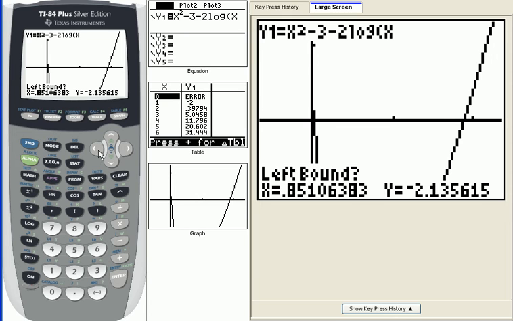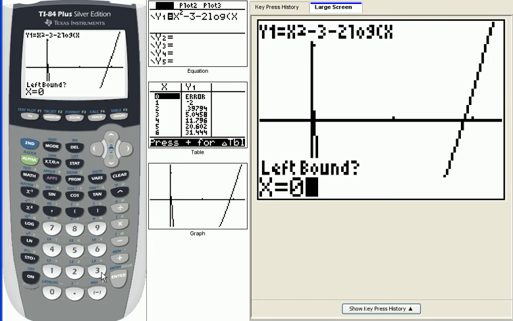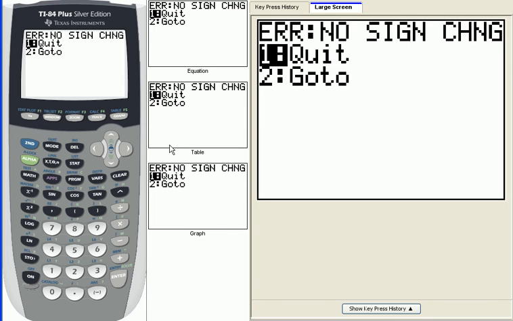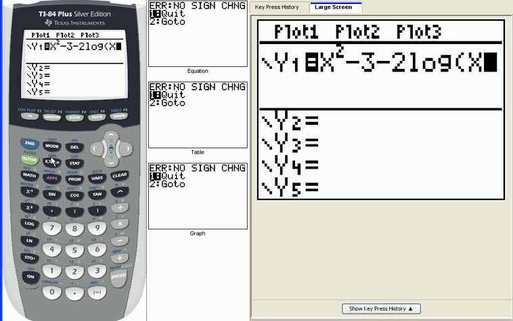So if we find our zeros, go second, trace, hit 2 for zeros, and we're going to choose the left bound that is to the left here. So we're going to say from 0, and choose the right bound at 1, because it looks like it's in between there. And this is no sign change, so that must mean that your graph must not go from a negative to a positive between 0 and 1. So that must mean that our 0 is between negative 1 and 0.